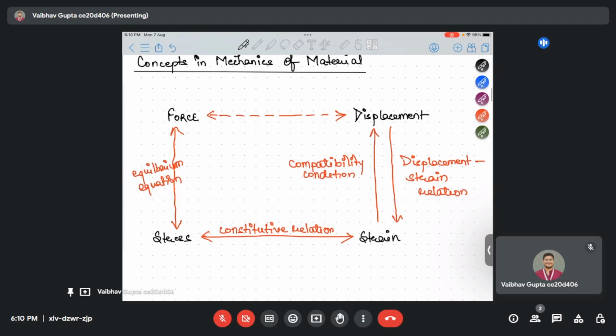Now displacement and strain are related by the displacement-strain relation, whereas stress and strain are interchangeably related by the constitutive relation, while force and stress are related by the equilibrium equation. There is one more equation which relates strain to displacement, that is the compatibility condition.